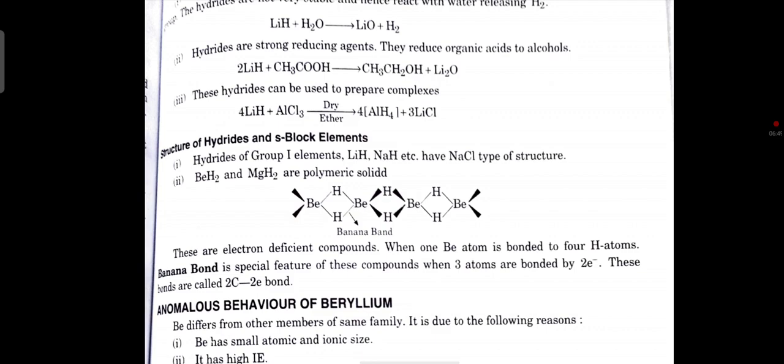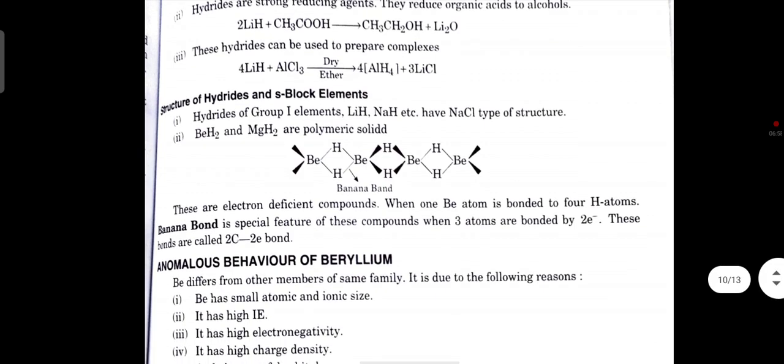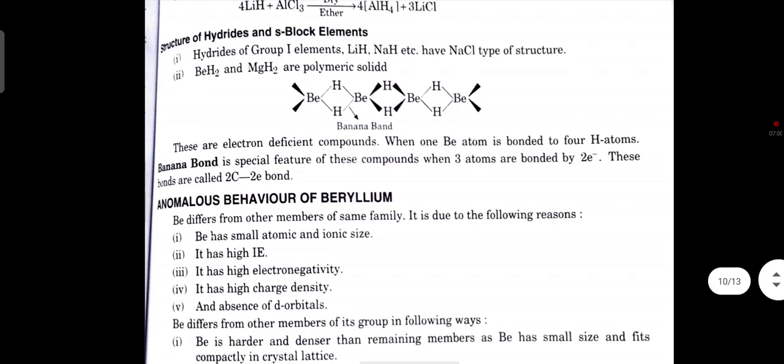Hydrides of group 1 elements, LiH, NaH, etc., have NaCl type structure. BeH2 and MgH2 are polymeric solids. These are electron deficient compounds.